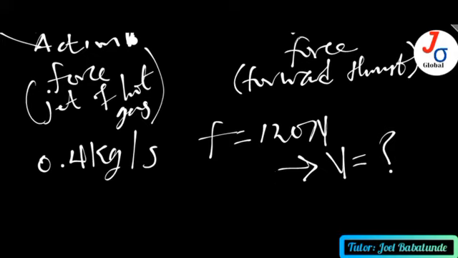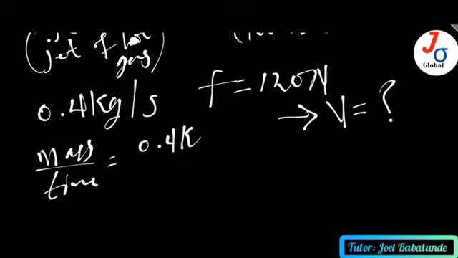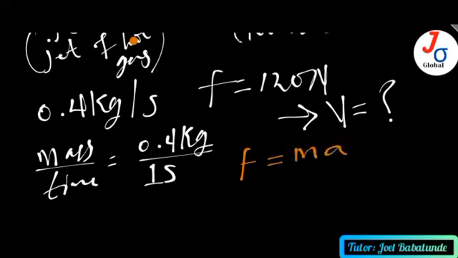Okay, now remember that they gave us this as kilogram per second. That is mass over time. That's what they're telling us. Mass over time, and that's 0.4 kg every 1 second. Now, they gave us force to be F, and the formula for force is ma. F equals ma, right?